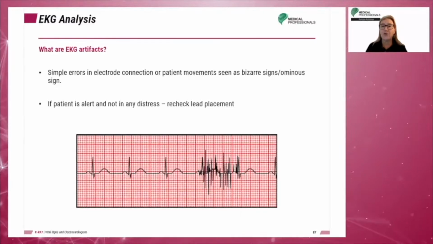EKG artifacts or errors can be caused by poor placement of the electrodes. Simple errors in electrode connection or patient movements can be seen as bizarre or ominous signs. Generally, if the EKG results are abnormal and the patient is alert and not showing signs of distress, the leads should be replaced and the EKG repeated.